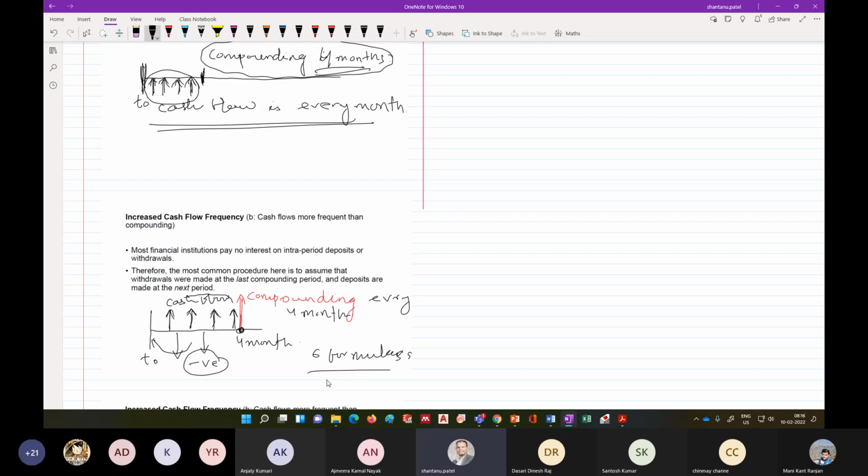So the six formulas will not be valid for these kinds of cases, right? And this is the real case. This mismatch kind of thing happens in our real life, and our formula will not work here. So in that case, what you need to do is, if there is positive cash flow, like we are getting money, then you put it in the next compounding period.